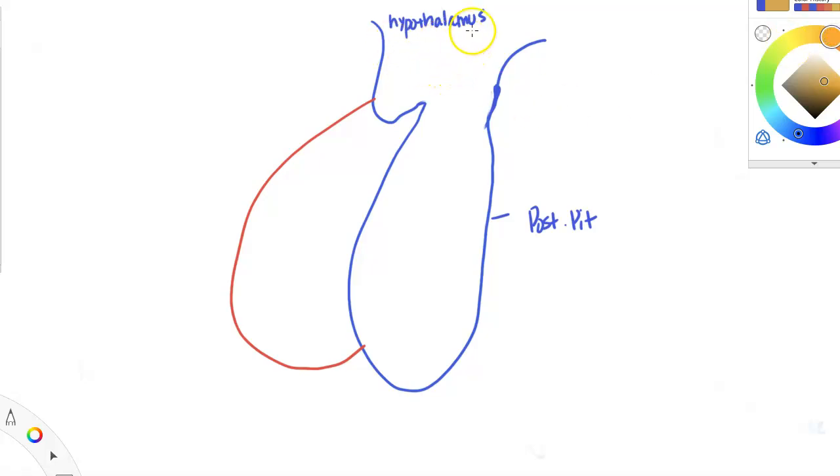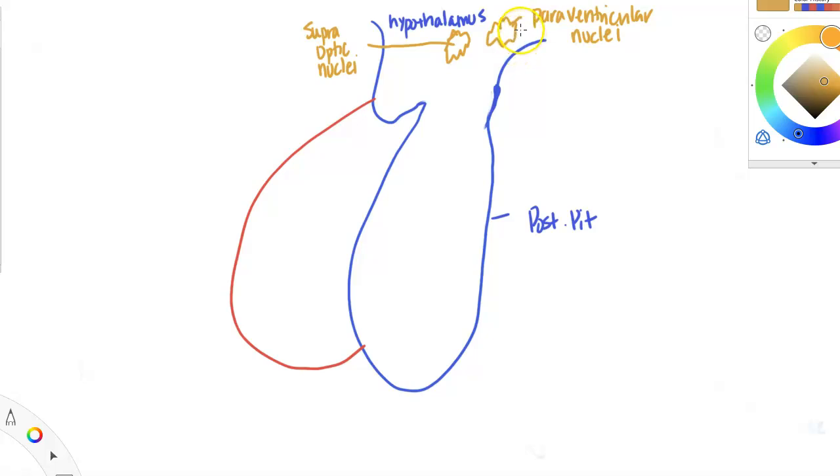So in the hypothalamus, there are two nuclei, and one of them is called the supraoptic nuclei, and the other one is called the paraventricular nuclei.